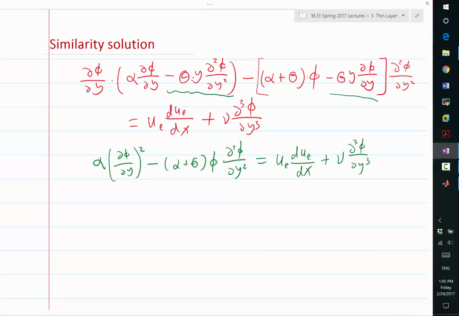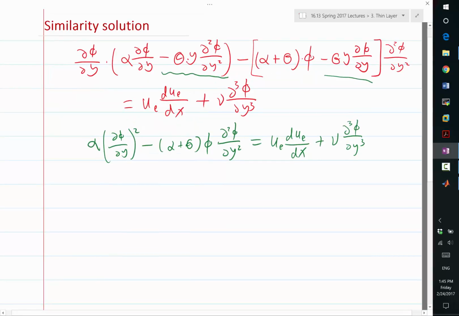Okay, before we go any further, let's try to also look at this term. This driving term is a term that comes as an input of the equation, but nevertheless, it has an x derivative term, right? So using the same argument as our self-similar solution, how should ue change?